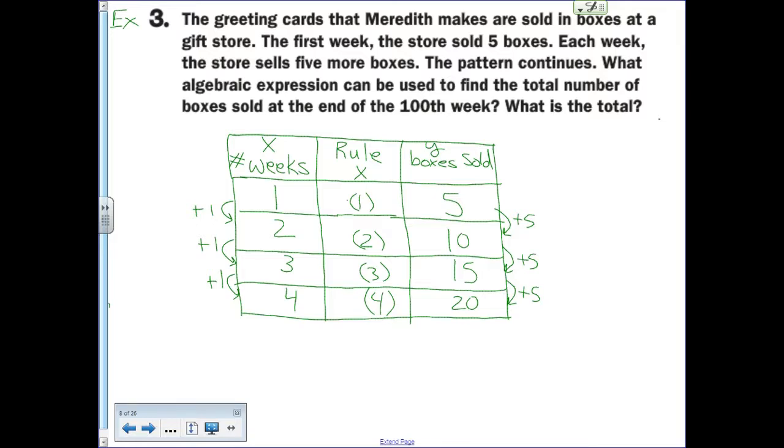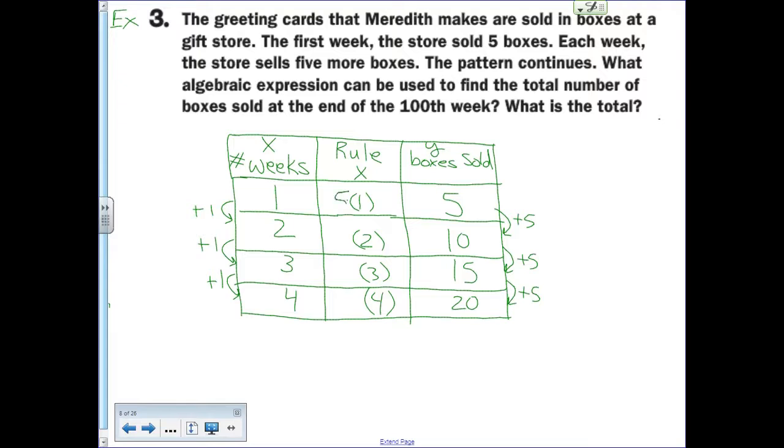I'm going to say, okay, well, what if I added 4 to 2? 2 plus 4 is 6. That doesn't give me 10. 3 plus 4, that's 7. That doesn't give me 15. And 4 plus 4 is 8. That doesn't give me 20. So I'm not adding 4. That's not my rule.